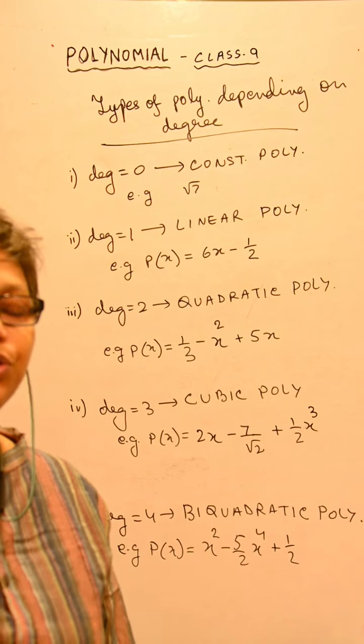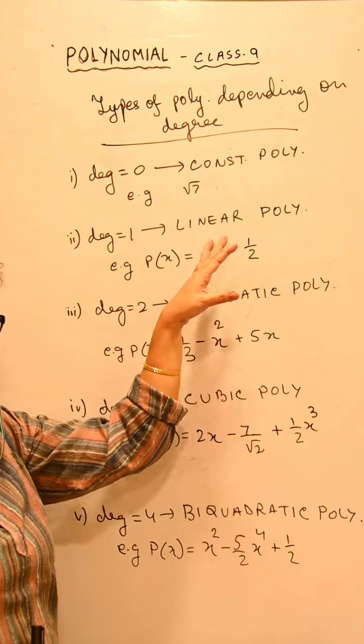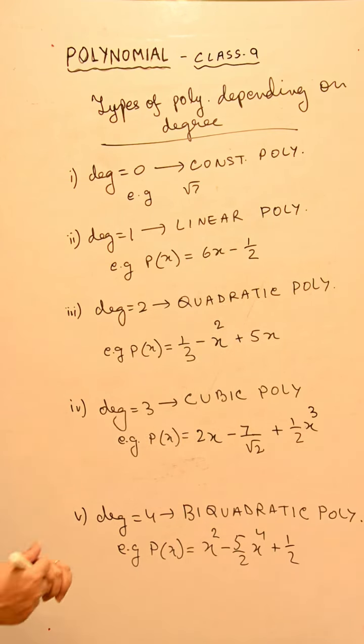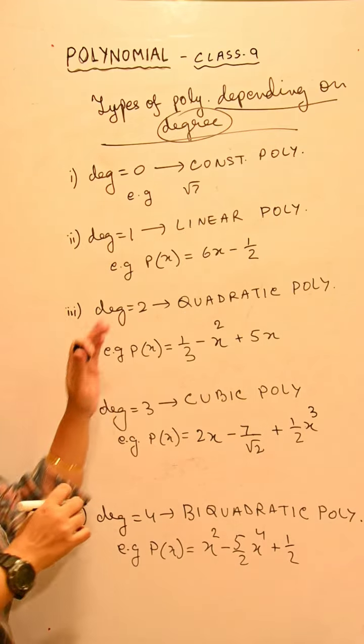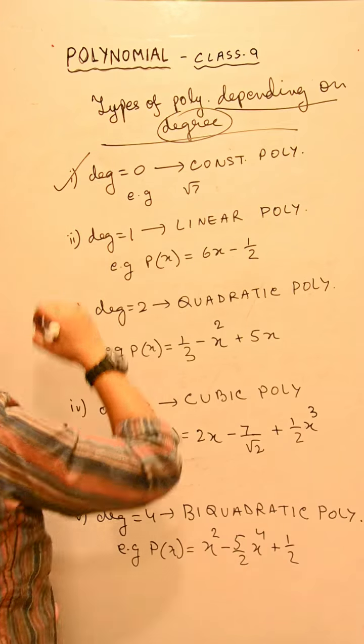Now in this video, we are going to differentiate polynomials into various types depending on their degree. I have already written some examples. Let us study them. First, let us take the first example.